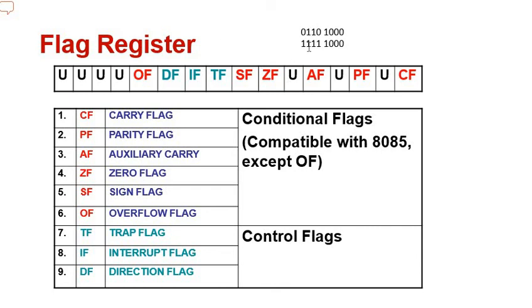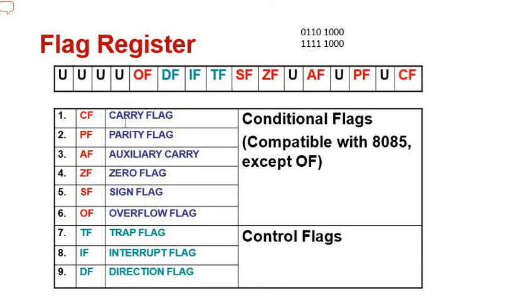For any particular function in the microprocessor during program execution, if the result is 0, the zero flag will be updated. If the result is a negative number, the sign flag will be updated. And the overflow flag is, if I am adding two 8-bit numbers and the result is a 9th bit, one more bit, which cannot be held within that particular register, then the overflow condition will be indicated.